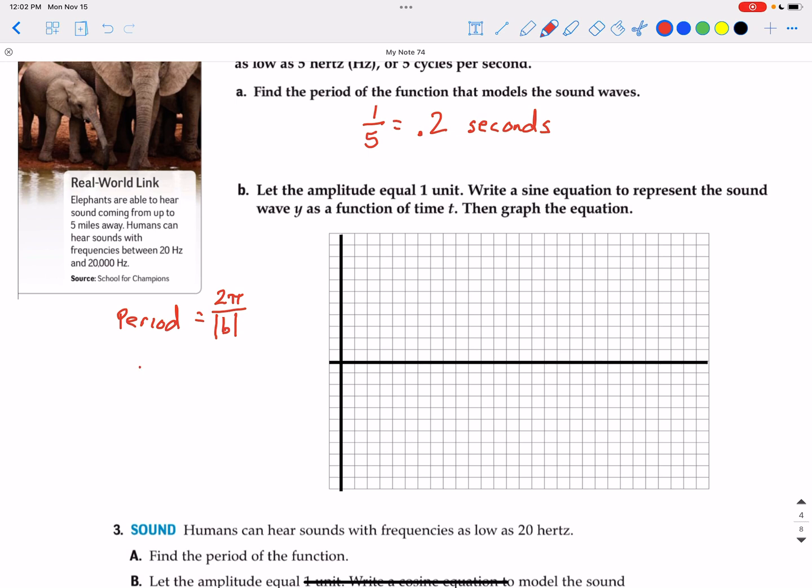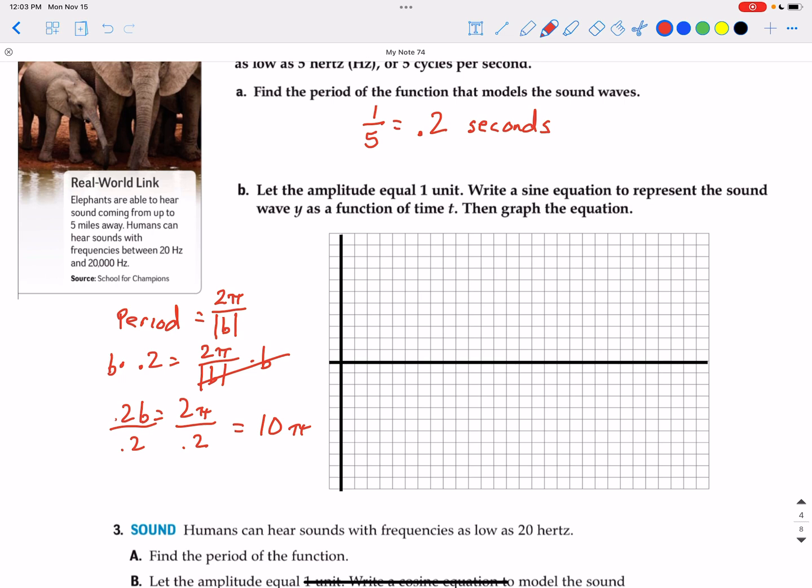So I'm going to replace the period with 0.2 and set that equal to 2 pi divided by the absolute value of b. We're trying to solve for b so we can write our equation. To solve this for b, I would multiply both sides times b. So I would have 0.2b equals 2 pi. Then divide by 0.2, and 2 divided by 0.2 equals 10. So the b value in this equation is 10 pi.